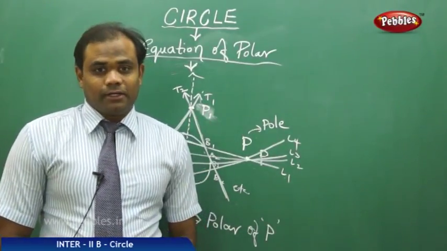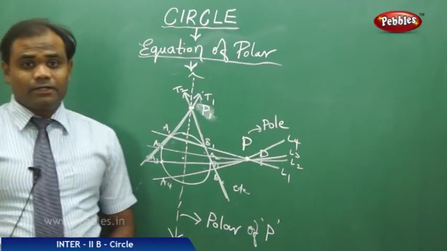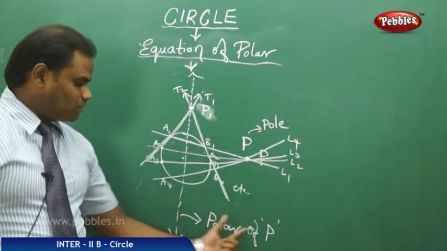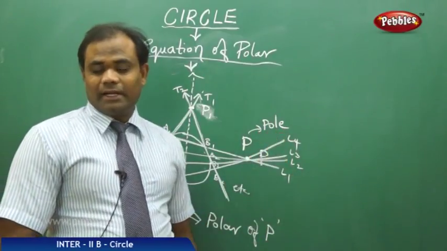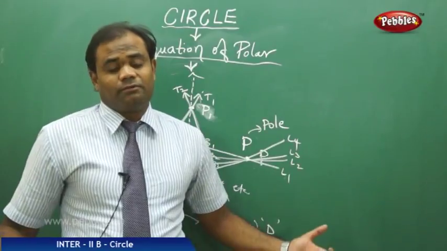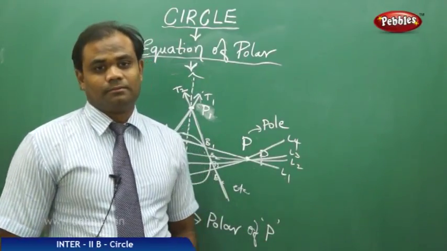Now let's see the equation of the polar. Now that we have understood what a polar is for a circle, and the polar of the point P, which is called the pole, let's see the mathematical formula which is involved with finding the polar of a circle.